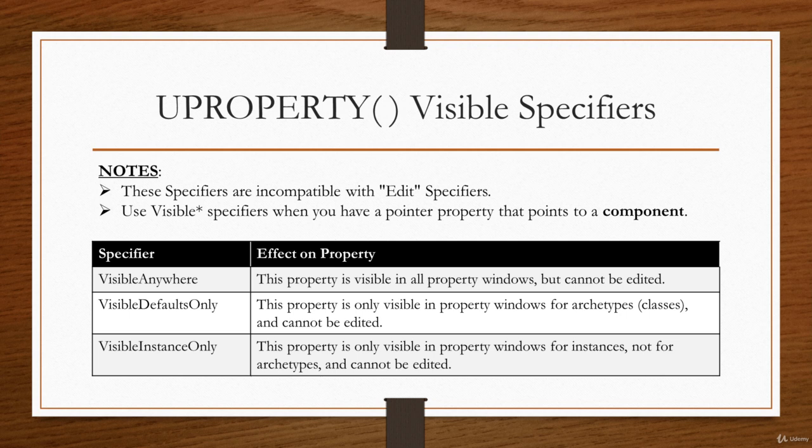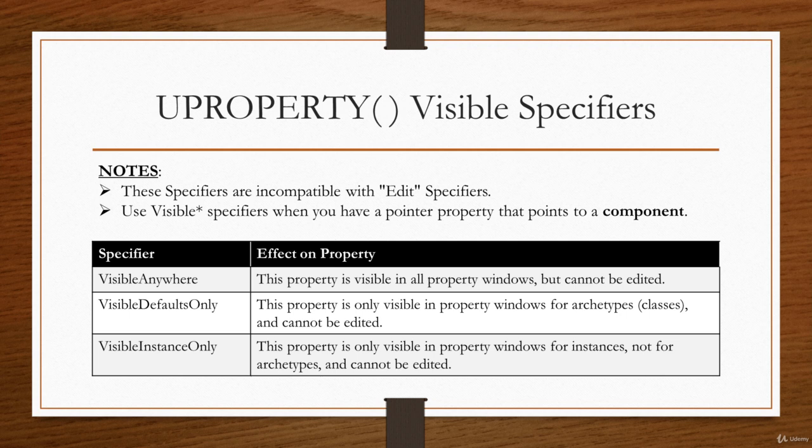Then I have visible defaults only, and this property in that case is only visible in property windows for archetypes and cannot be edited. So you might ask, like, what is an archetype? Well, this is basically the class, okay? So let's say we have this actor again, very interesting actor that is written in C++. You go and create a blueprint that derives from that, and now you can edit the defaults of that. Okay, you open up the blueprint, you will see the properties. In the details window, you'll see the properties. Then you can see that, the properties of the class. You cannot edit them, but you can see them.